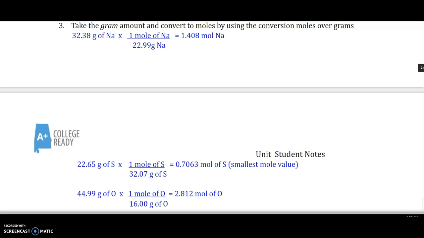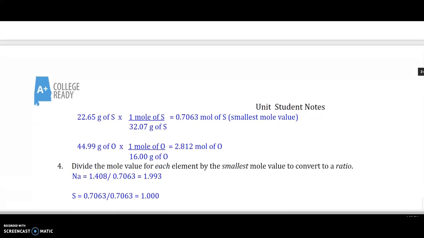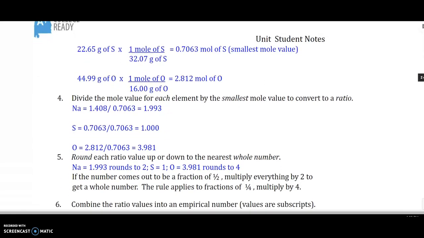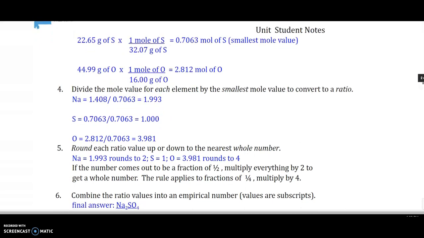Next step, I take my smallest mole value, use that as my common denominator, and find the ratio. So on step 4, this is what I've done. I've divided the mole value of each element by the smallest mole value to convert to a ratio. Notice I get 1.993, 1, and 3.9. Now, they have to be whole values. Remember, subscripts are whole values. So then I'll take my sodium of the 1.993, round it up to 2. Sulfur, obviously, is 1. And then oxygen will round up to be 4.